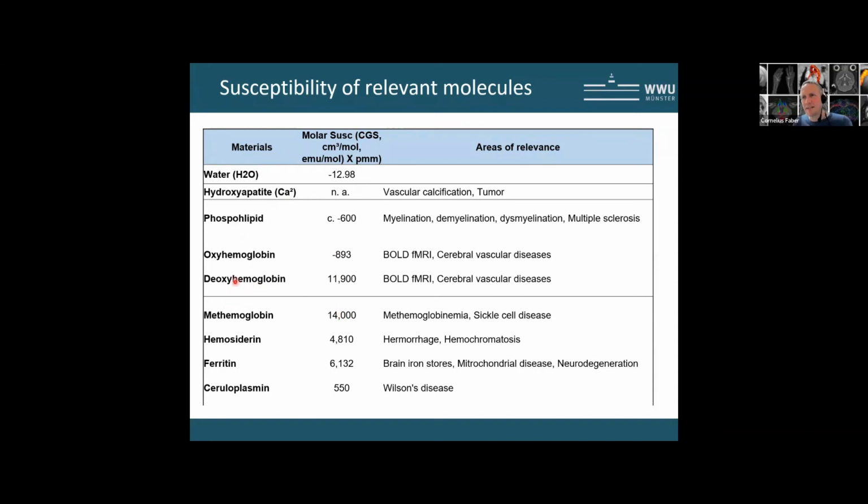And you see that some paramagnetic molecules like deoxyhemoglobin, methemoglobin, hemosiderin, ferritin have a large paramagnetic susceptibility, which gives rise to large effects, which will have large phase differences. And if we detect them with SWI, then we can find hints to, for example, sickle cell disease, hemorrhage, Wilson's disease, or so on, or even demyelination, dysmyelination.